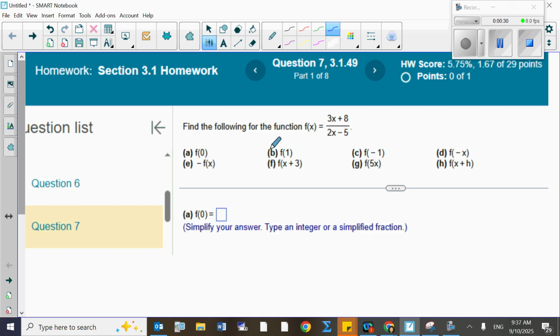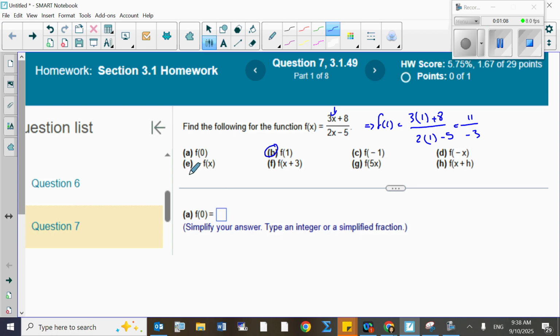f of 1. So all I need to do is plug in x as 1 here and evaluate the function when x is equal to 1. So f of 1 will be 3 times, instead of x, I replace 1, plus 8, over 2 times, again, x is 1, minus 5. And now the top will be 3 times 1, 3 plus 8 is 11. 2 times 1 is 2, minus 5 is negative 3. So this is the value of the function for f of 1.